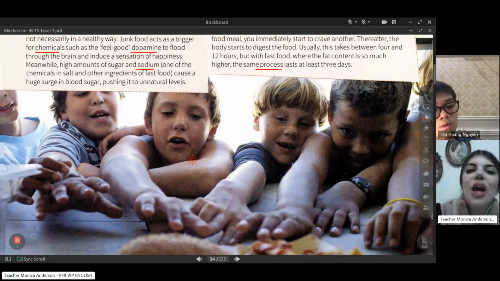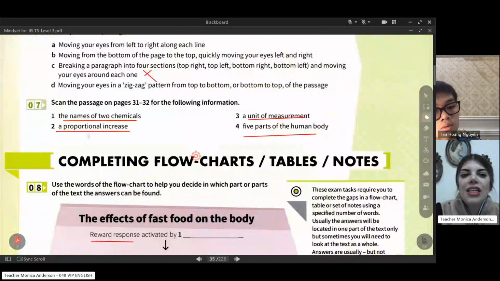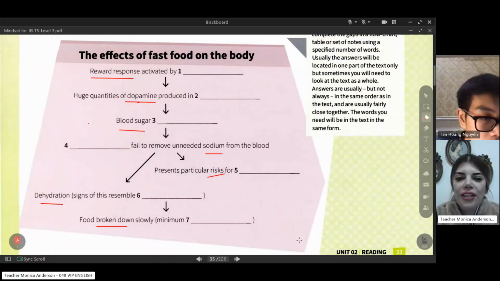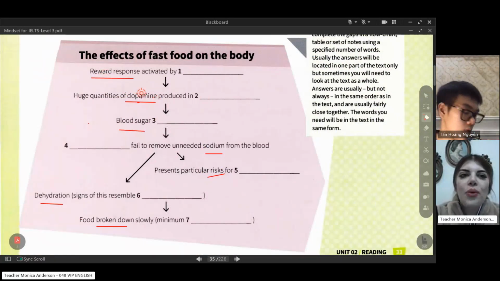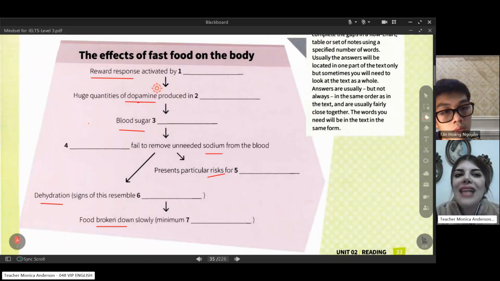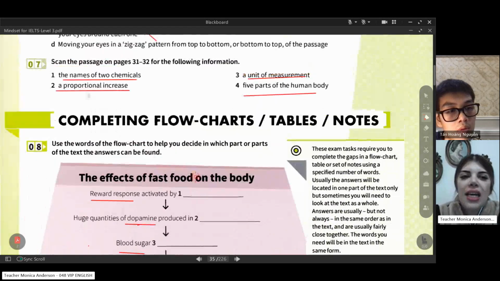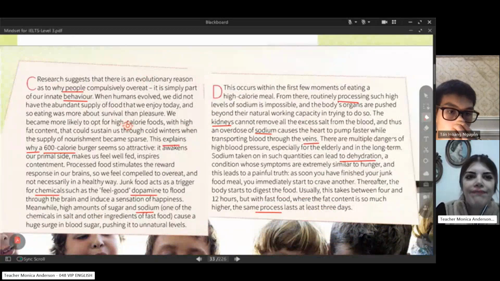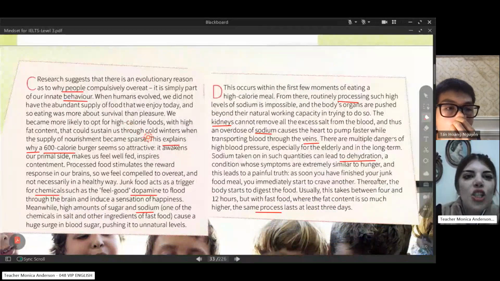Okay, now let's complete the flowchart. Let's do this part. Okay, reward response activated by. So from the beginning. And we know that, let's move up, C, we need to start. So response.